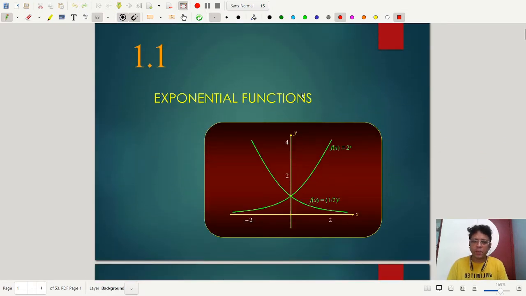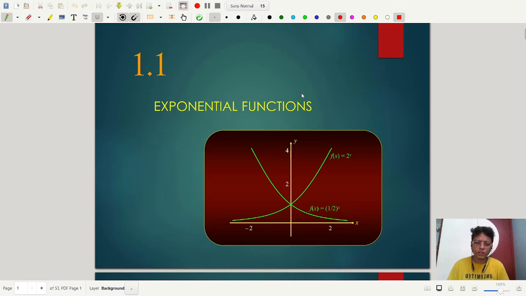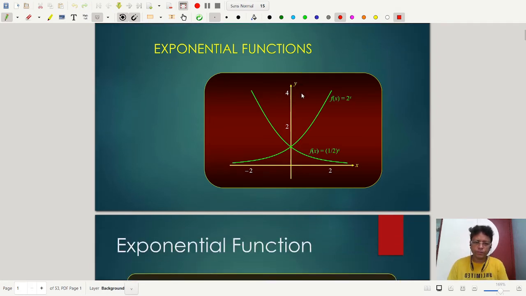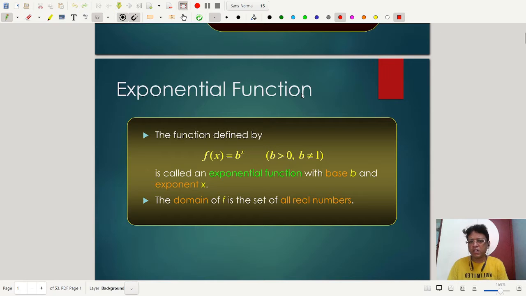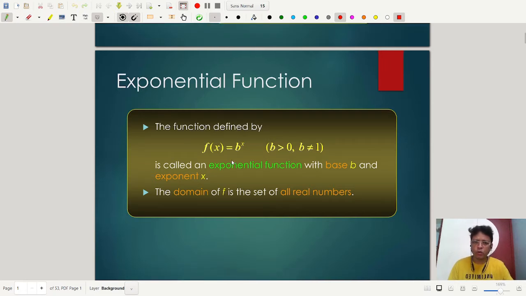First of all, I will explain exponential functions. An exponential function is defined by f(x) = b^x, where b is positive and b is not equal to 1. b is called the base and x is called the exponent. So this type of function is called an exponential function. b can be any number more than 0, like 2, 3, etc. And the domain of f is the set of real numbers.